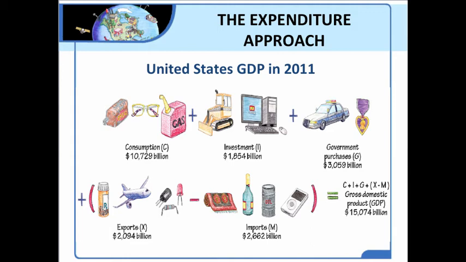So when you add them together, C plus I plus G plus X minus M, that equals just over $15 trillion in goods and services produced in the United States in the year 2011. That number is larger than any other country in the world. Our GDP is larger than any other country. The country that is second to the United States is China.